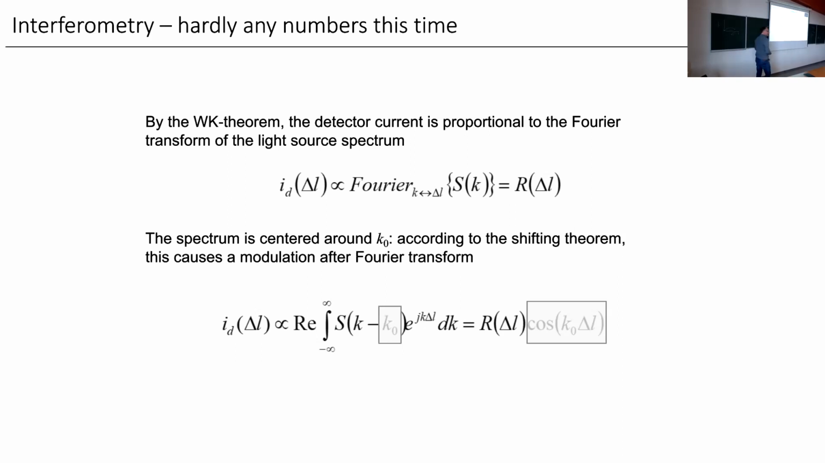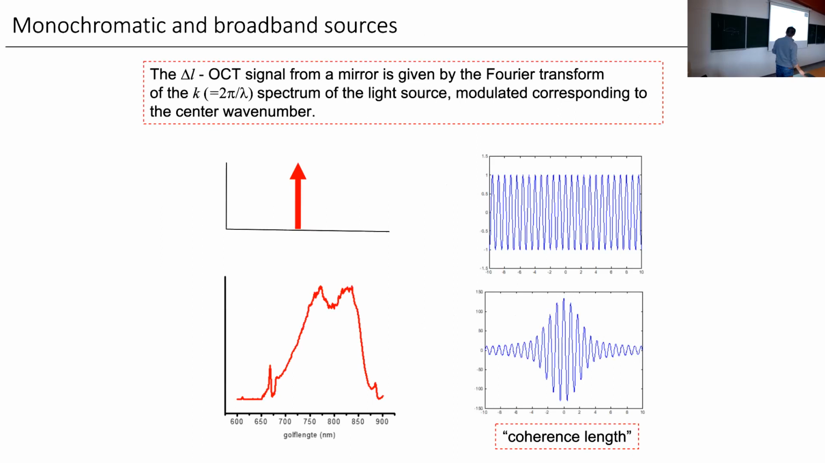Let's go with this for now. And now I can apply the shifting theorem. If I would shift this source spectrum to a certain central wavelength, then that would lead to a modulation in the other domain. So the shift in the source spectrum, the shift over k0, leads to a modulation in the spatial domain, a cosine. That's the other property.